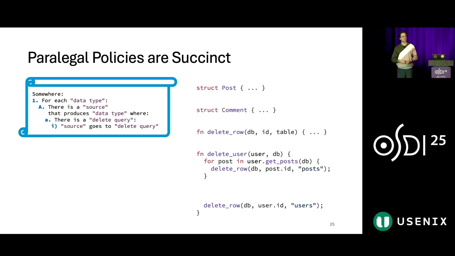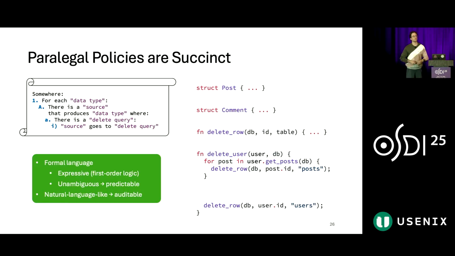So this policy states that for each of the data types that Plume stores about the user, there should be a source somewhere in the application that fetches all of those types, and then it should go to a delete query. This language is based on first-order logic, which makes it quite expressive. So there's a lot of different policies that can be encoded. It's formal and unambiguous, which means that the results that Paralegal delivers are predictable. And its syntax is inspired by the language and structure of legal documents to make it auditable to non-experts.